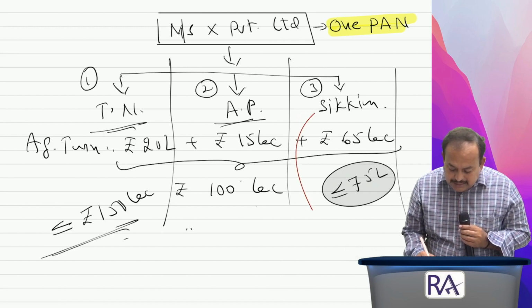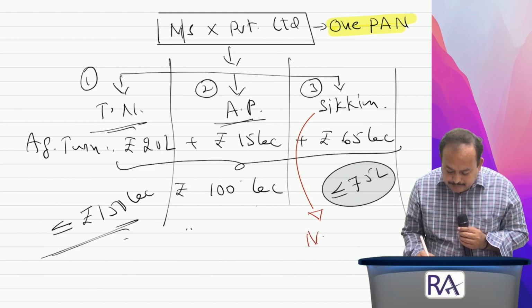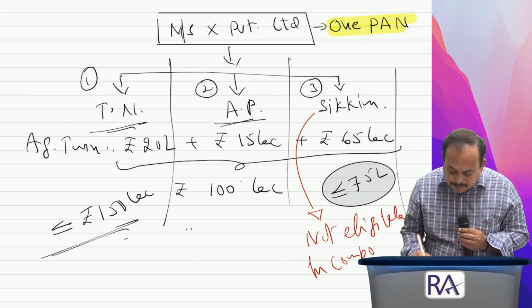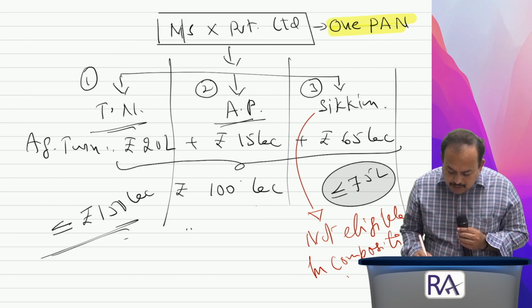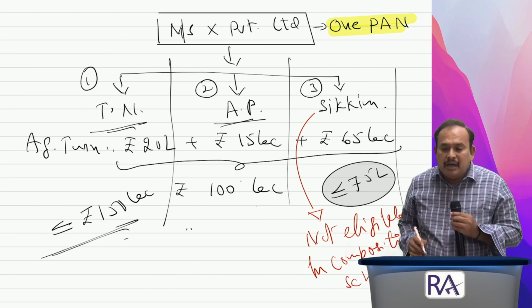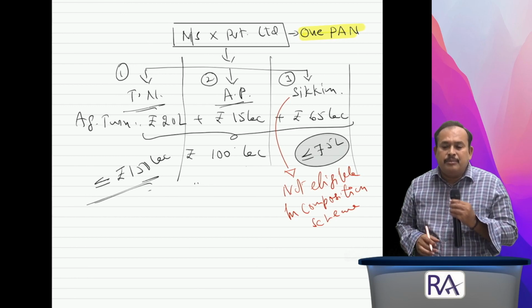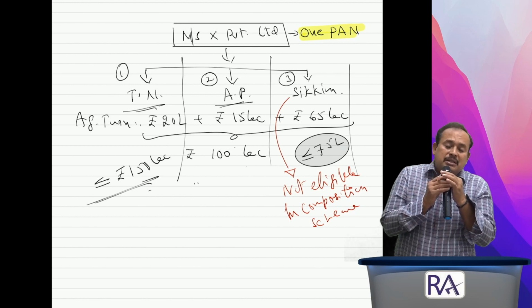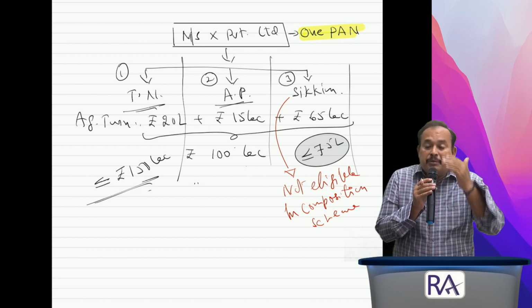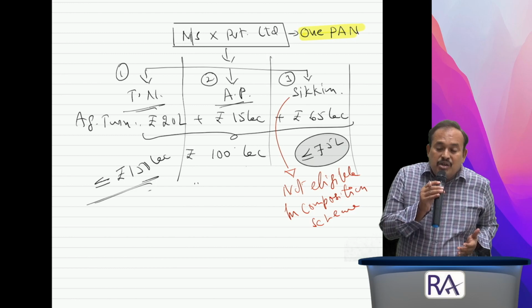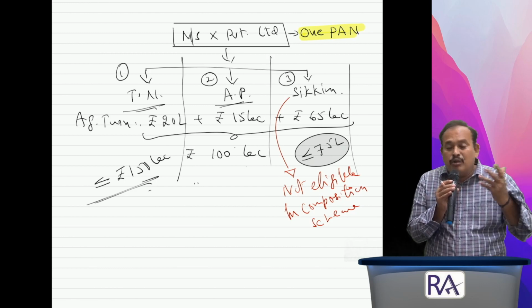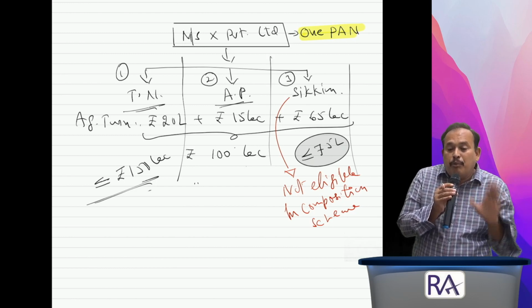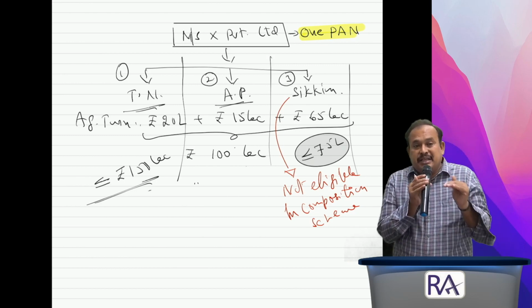Right answer. In the state of Sikkim, not eligible for composition scheme. In the rest of the states, Tamil Nadu, Andhra Pradesh, the threshold limit is 150 lakhs. But my aggregate turnover has not exceeded 150 lakhs. Aggregate turnover is only 100 lakhs. Can I go for composition scheme for Tamil Nadu and Andhra Pradesh?